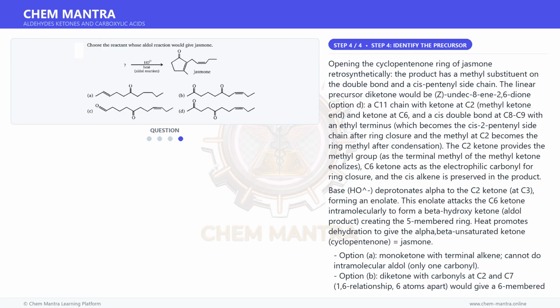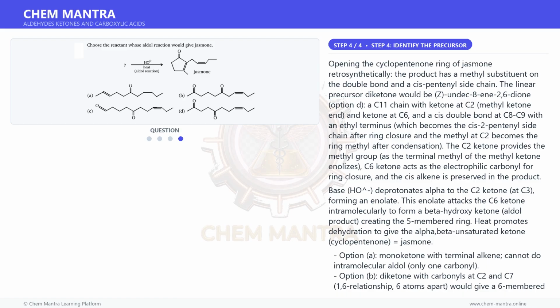And for the final step, opening the cyclopentane ring of jasmone retrosynthetically, the product has a methyl substituent on the double bond and a cis-pentenyl side chain. The linear precursor diketone would be Z-undec-8-ene-2,6-dione, option D. A C11 chain with a ketone at C2, the methyl ketone end, a ketone at C6 and a cis double bond at C8-C9 with an ethyl terminus, which becomes the cis-2-pentenyl side chain after ring closure. The methyl at C2 becomes the ring methyl after condensation. The C2 ketone provides the methyl group.